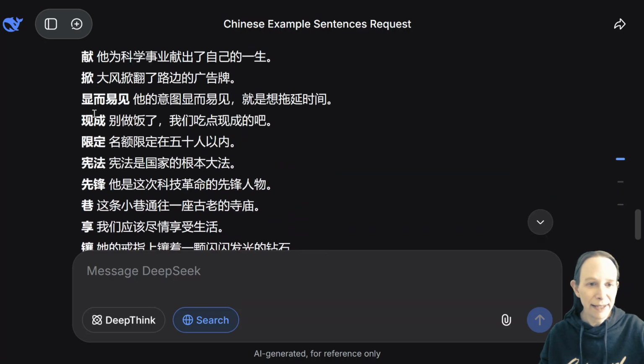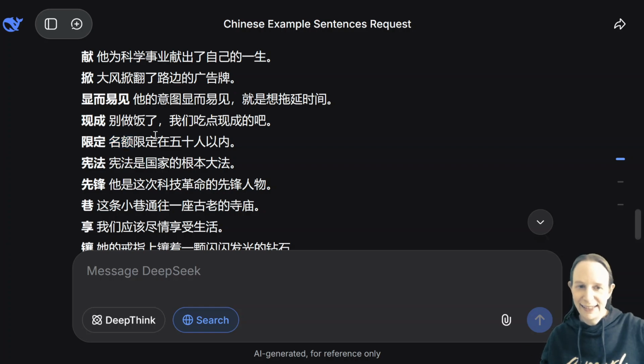All right, where were we? All right. 限定. 限定. So 限 is a restriction. 定 is kind of locked in or something. I don't know what this is really. 名额限定在50元以内. So 名额 is, I guess it's quorum or quota or something like this.